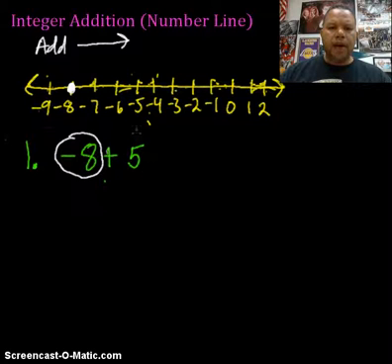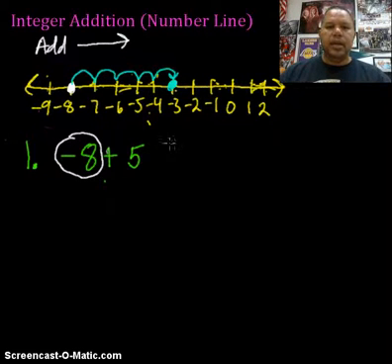And this 5 is not where I put my next dot. It's how many places to the right I'm going to move. So let's go ahead and move 5 places to the right. I'll count 1, 2, 3, 4, and 5. Where I stop is where I'm going to put my next point, and that's at -3. So -8 plus 5 is -3.